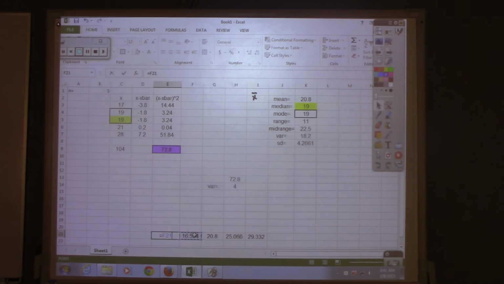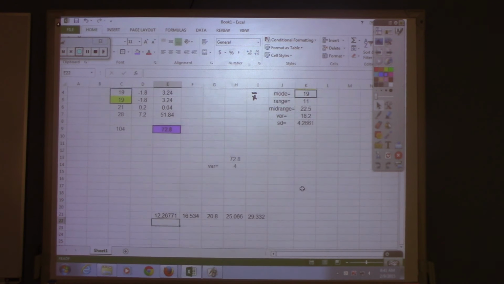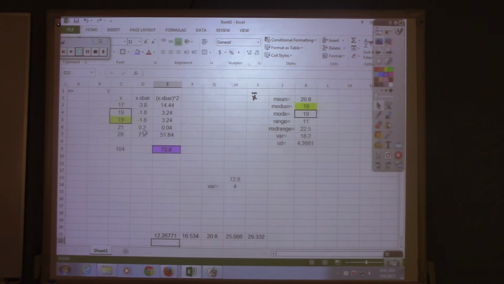Now, we've just figured out that anybody that's over 29 years old is unusual. Anybody that's under 12 years old is unusual. But that's only based on how many? 5 people. And that's how you find your mean and your standard deviation.